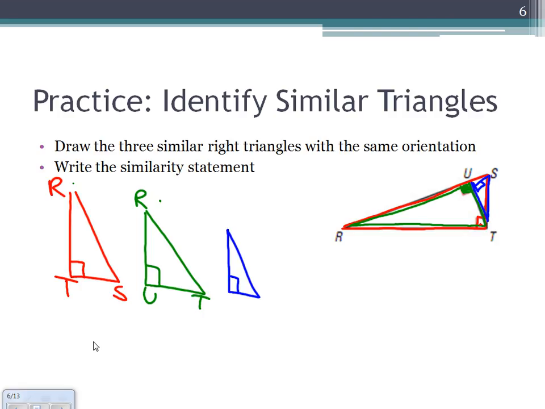My last triangle, please, Darren. U for the right angle again. Notice how the U's are repeated. T for the what? I agree. And what's the last one? S. Perfect. Write your similarity statement then.